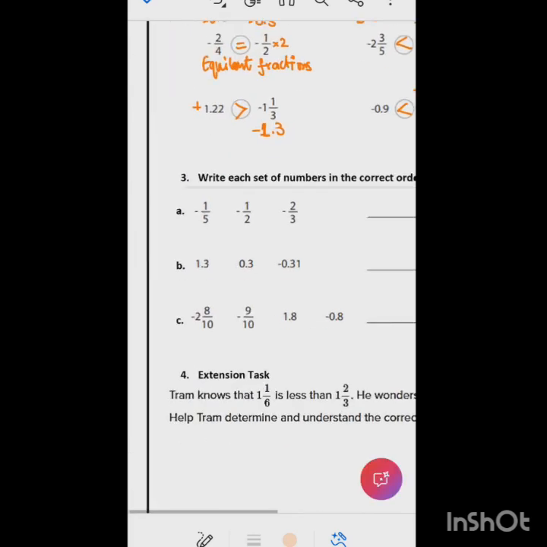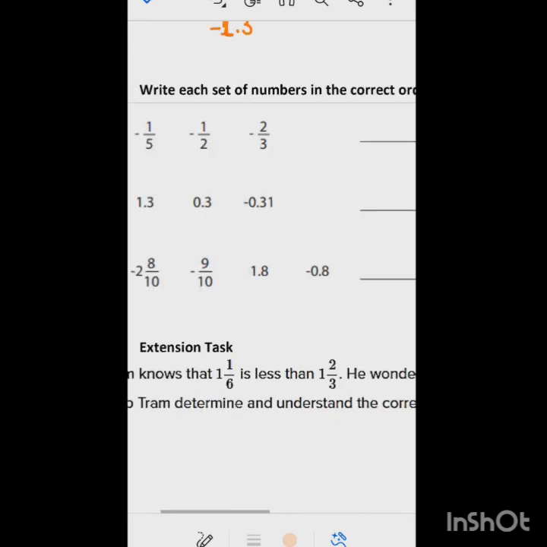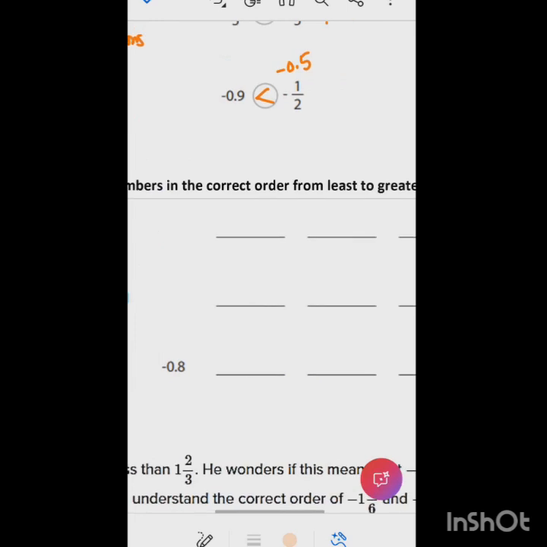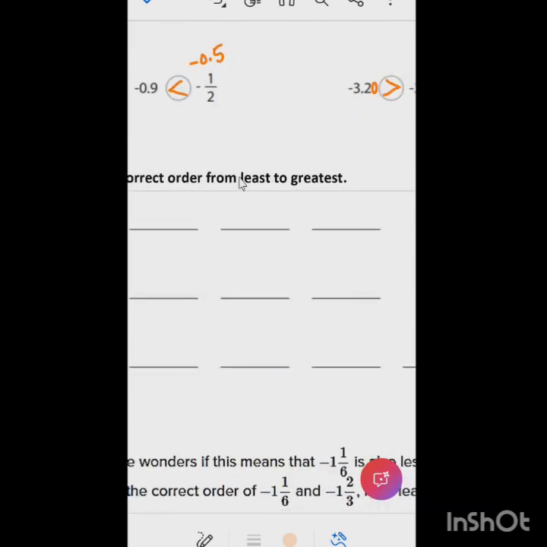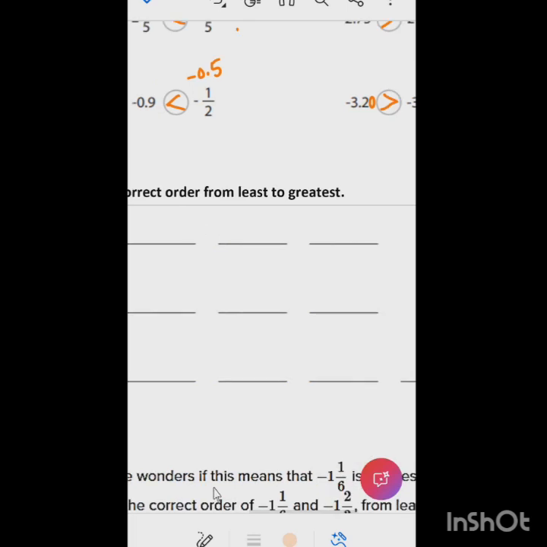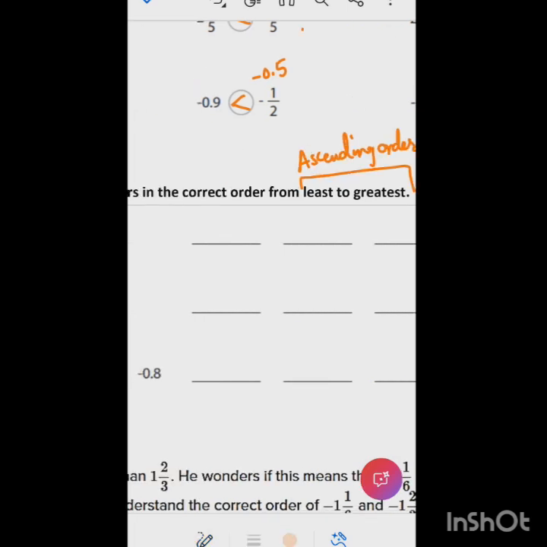So now the third question. The third question is: write each set of numbers in correct order from least to greatest. So least to greatest, which order is this? Ma'am, from smallest to biggest. So what is the name of this order? Ma'am, ascending order. Excellent. This is ascending order. So the biggest value will come on the right side and the smallest will come on the left side.